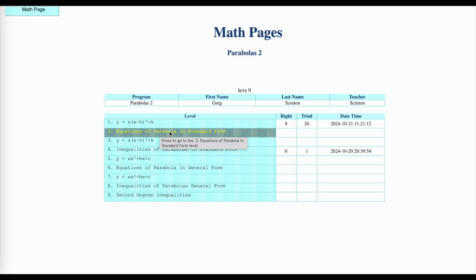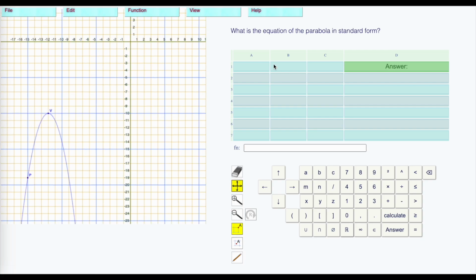Level two, equations of parabolas in standard form. Here's our parabola. The vertex is (-12, -10). The equation is going to be y equals some a value times (x minus negative 12), which is x plus 12, squared, plus the k, which is negative 10. So plus negative 10 is minus 10.